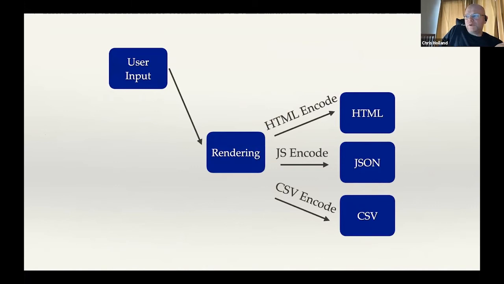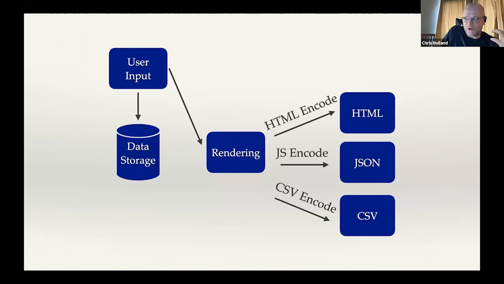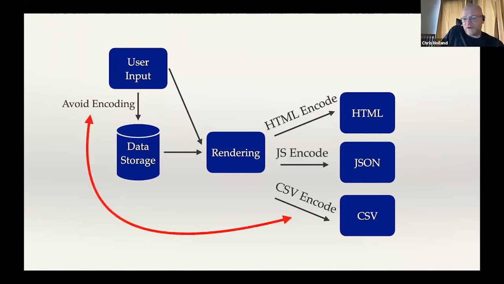But then your user input, so that's when your user input goes straight through a reflected mechanism. It goes from user input straight to your rendering engine. But most often your user input gets to your data storage, and then it goes into your rendering engine, right? So this is where I'm saying avoid encoding here, because of the reasons we talked about in the previous slide. And also, as I mentioned at the end of the previous slide, by avoiding encoding here, since you're already encoding on the right side here, you can avoid double encoding.